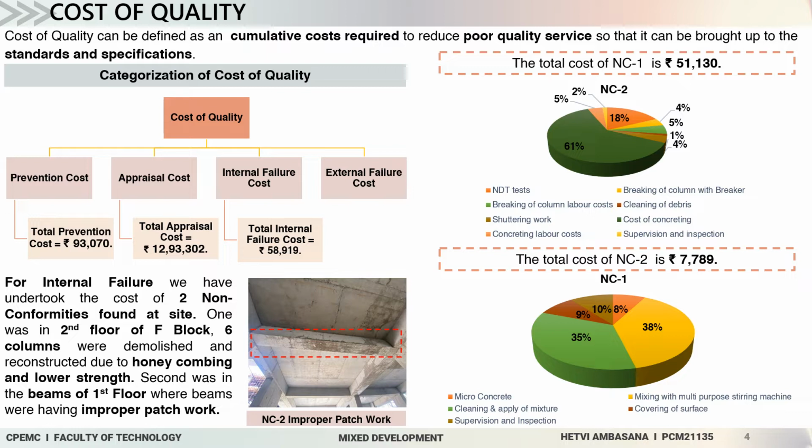as all the columns were demolished and reconstructed. The second non-conformity was improper patchwork in the beam, which is shown in the figure. The cost breakup is shown in the form of a pie chart in the right hand side. As you can see in the pie chart, 38% of cost involved is due to mixing of micro concrete with a multipurpose stirring machine. The total cost of non-conformity 2 is around 7,000 rupees.